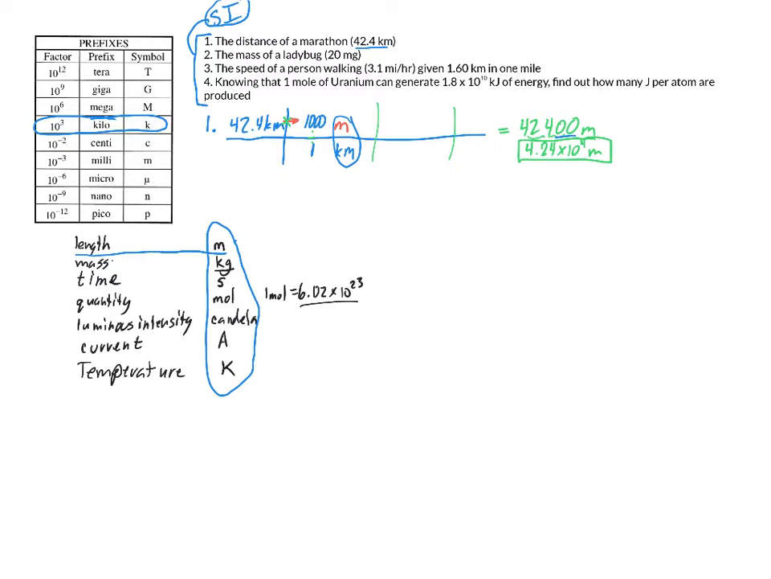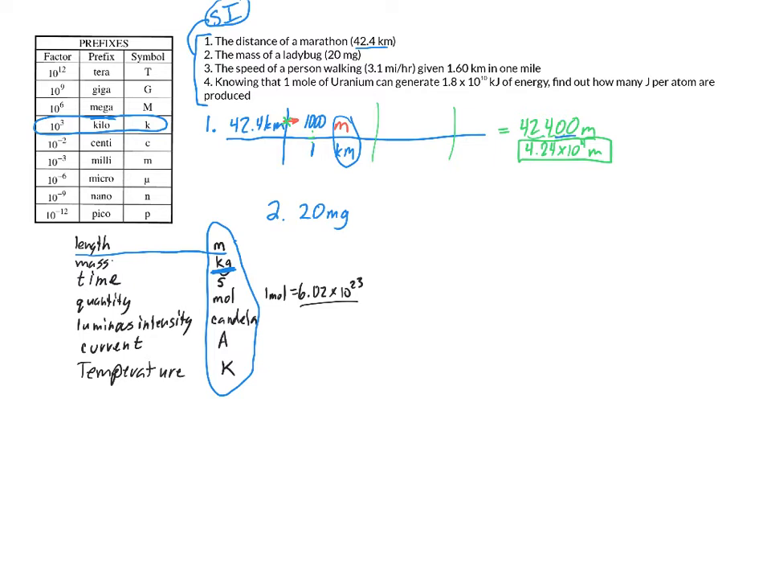All right, let's go ahead and look at question number 2. So question number 2 gives us the mass of a ladybug, which is 20 milligrams. All right, now I want to turn that into SI units. Now SI units for mass, for grams, is actually not grams, it's kilograms. You can see down here. So I want to turn that milligrams into kilograms.